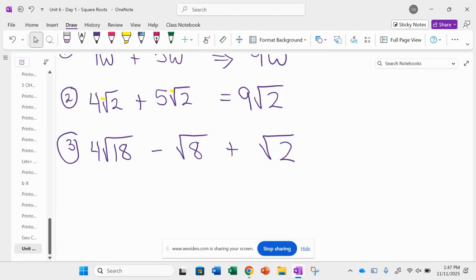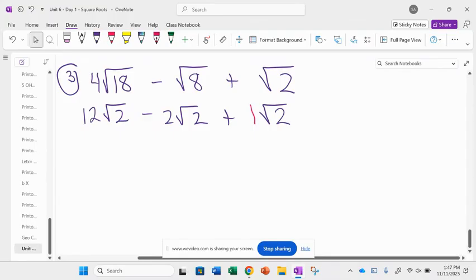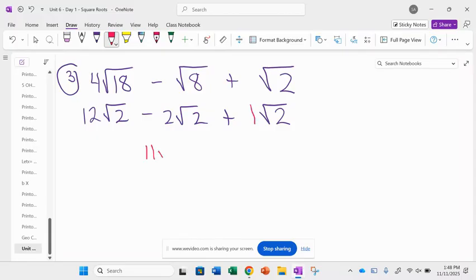So real quick, in your head, what's the square root of 18? 3 root 2, because it's 9 and 2, right? For 18. But because of that 4 there, it's going to be 12 root 2. What about square root of 8? What's that? 2 root 2. And when there's no coefficient in front, it's implied that there's a 1 there. So that's a 1 root 2. And now they have all the same radicand, so we can add them. A 12 root 2 minus 2 root 2 is a 10 root 2, plus 1 root 2 is 11 root 2.